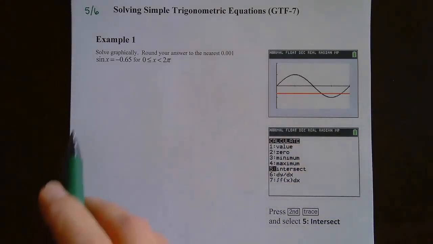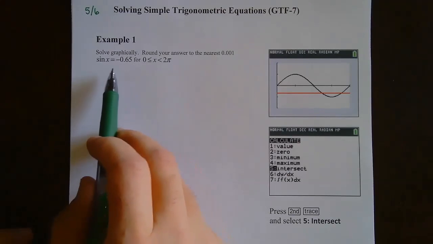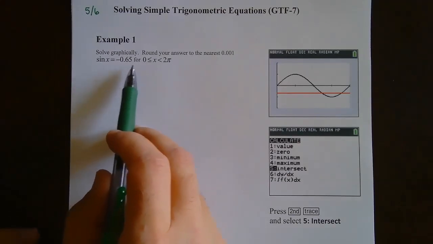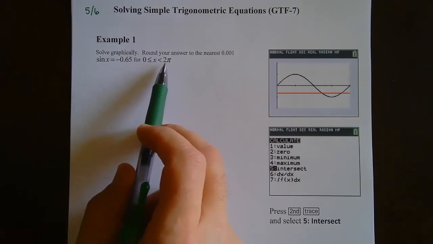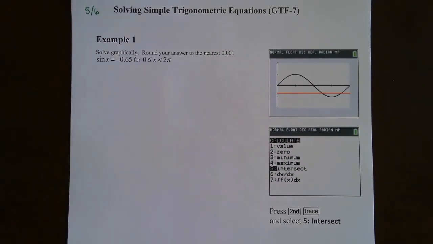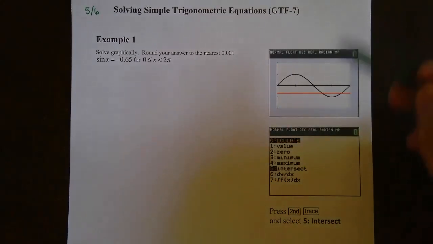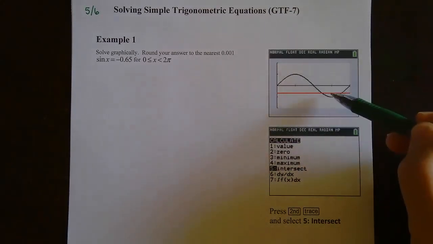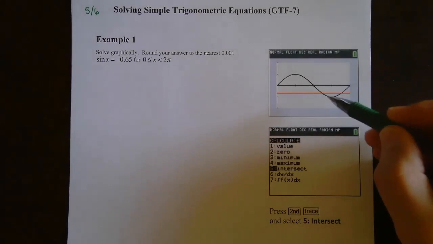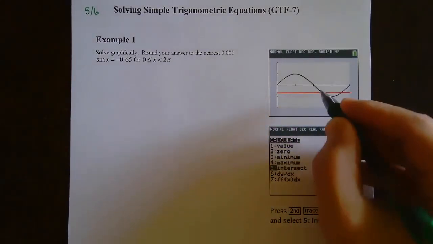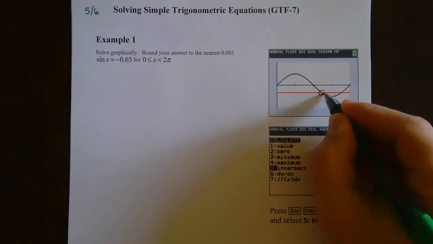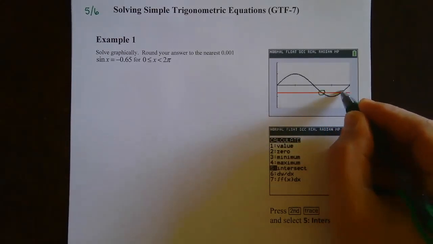So we want to solve the equation sine x is equal to negative 0.65, for 0 is less than or equal to x less than 2 pi. So we only want to look for solutions with one rotation, so 0 to 2 pi. This is the picture that we're going to look at on our graphing calculator. And this is the line, negative 0.65, this red line right here. So right here is where one of the solutions is, and there's another one right here.